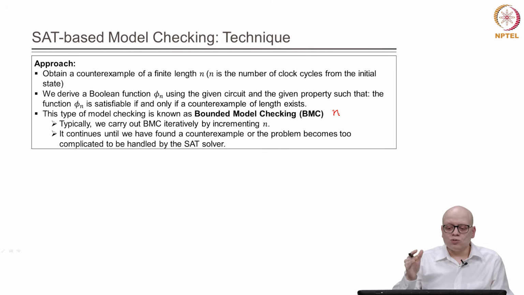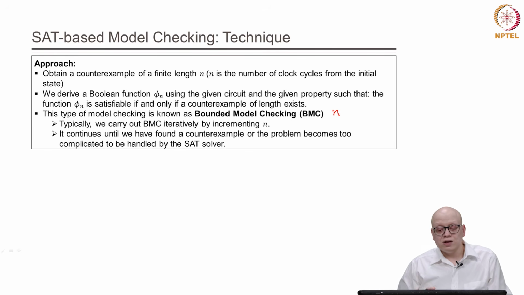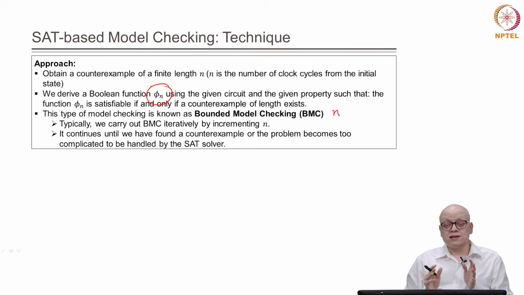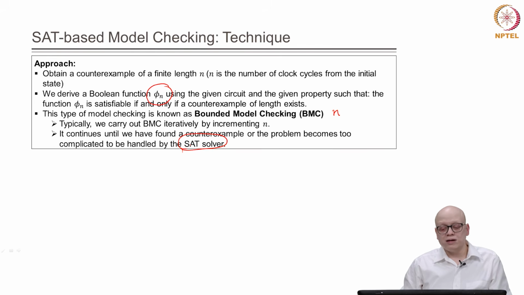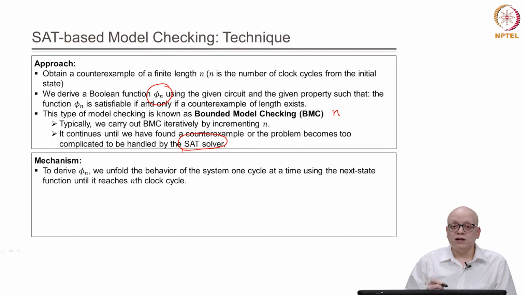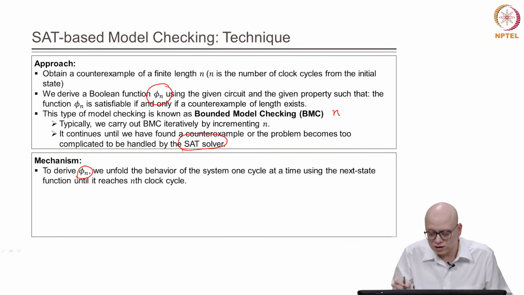Now, if we go on increasing n, we will reach some stage where this phi n function becomes so complicated, the number of variables and clauses in this function are so many, that the SAT solver, even though it is efficient, is not able to solve it. The problem becomes too complicated to be handled by the SAT solver. In that case, we cannot progress further with increasing the number of clock cycles. So, the mechanism of bounded model checking is to first derive this phi n. We unfold the behavior of the system one clock cycle at a time.